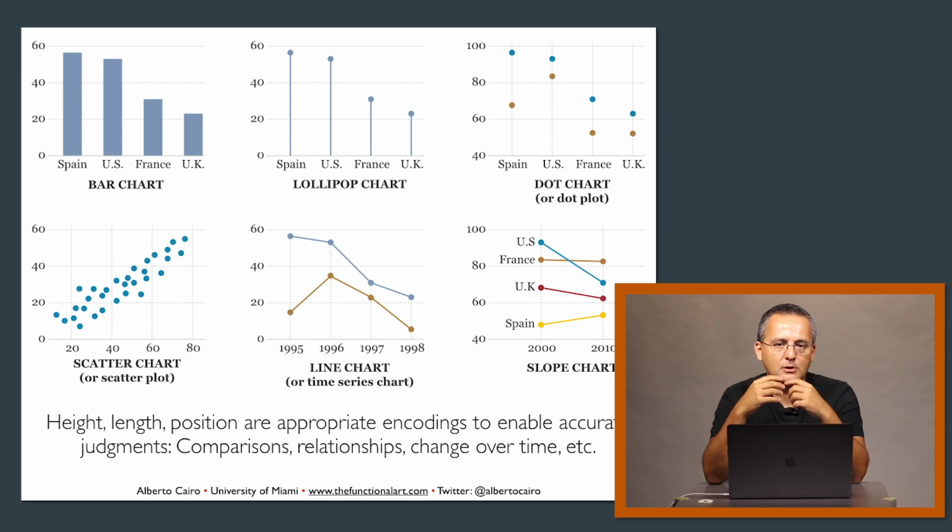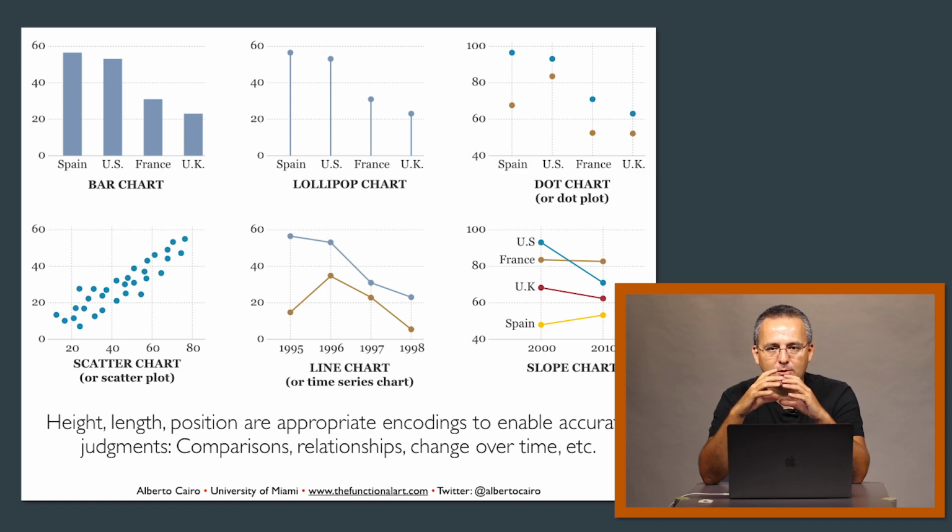So whenever you want people to compare things accurately or to see change over time very accurately or see the association between two variables very accurately and so on and so forth, try to use position, height, or length measured over common axes to encode your data. Now, this doesn't mean that other encodings are not useful.